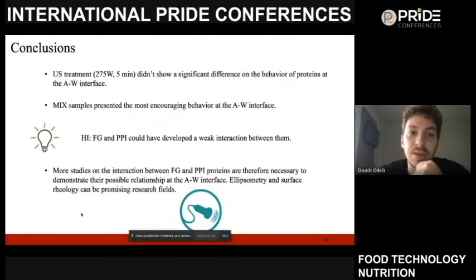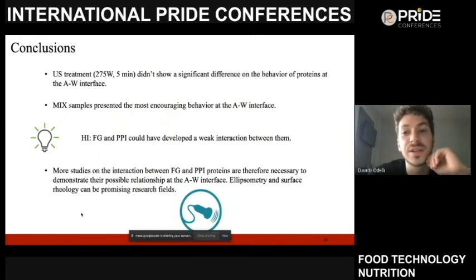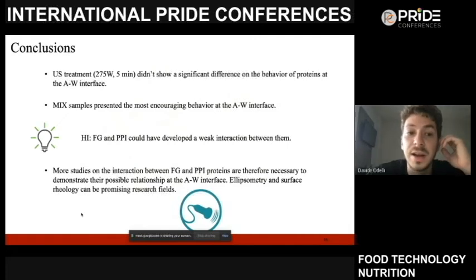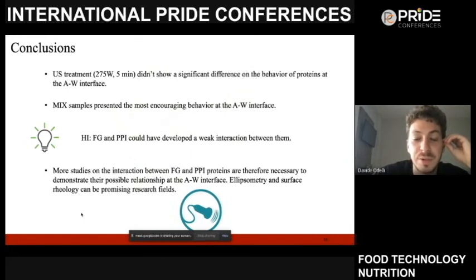So as the conclusion, we can say that the specific ultrasound treatment used here, of 5 minutes at 275 watts, didn't show a significant difference on the behavior of all the proteins considered at the air-water interface. However, when the proteins were mixed, they presented the most encouraging behavior at the air-water interface, making us suggest the hypothesis that the fish gelatin and P protein could have developed a weak interaction between them. However, to further analyze this interaction between these two proteins, different studies are necessary.